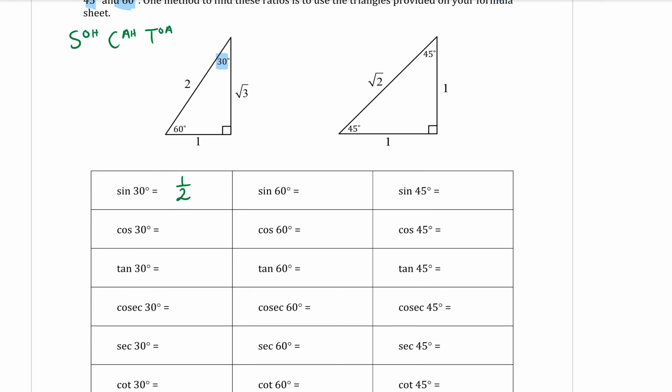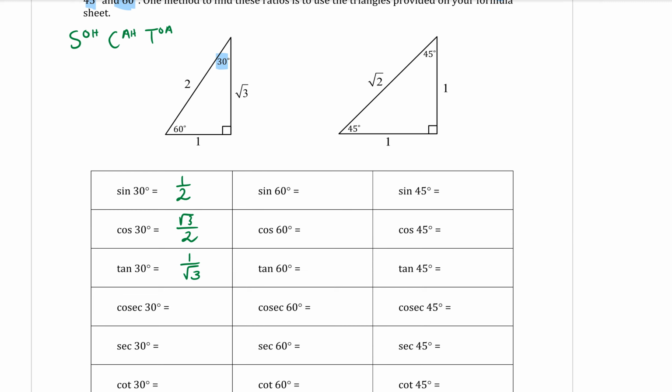Let's keep going with the 30 degrees. Cos is adjacent over hypotenuse. So the adjacent is root 3 and the hypotenuse is 2. You're reading them off the triangle. Tan is opposite over adjacent. So the opposite is 1 and the adjacent is root 3. We're not going to worry about rationalizing the denominator.